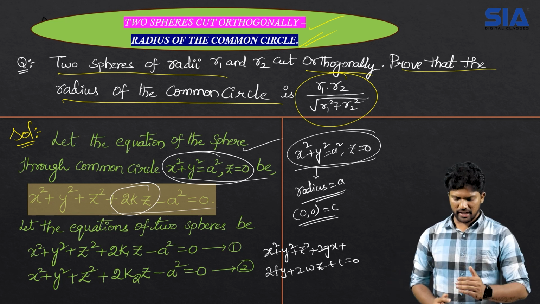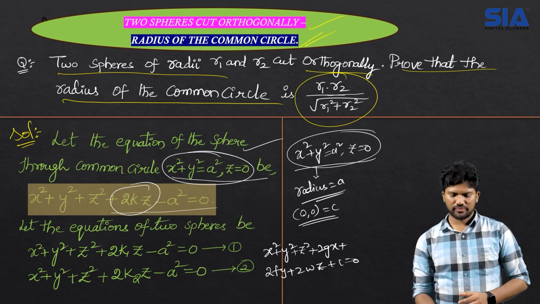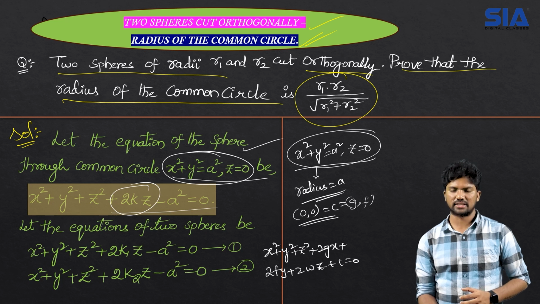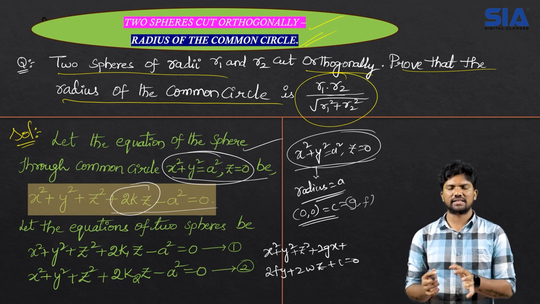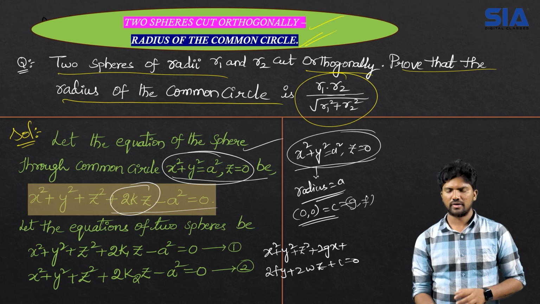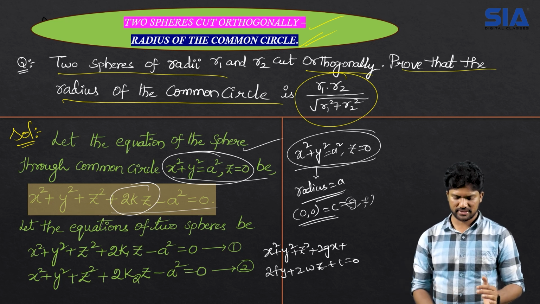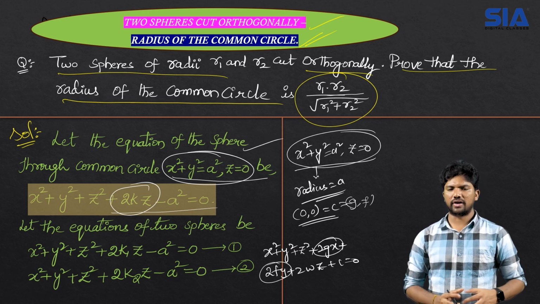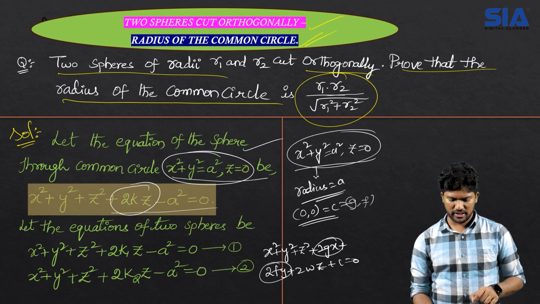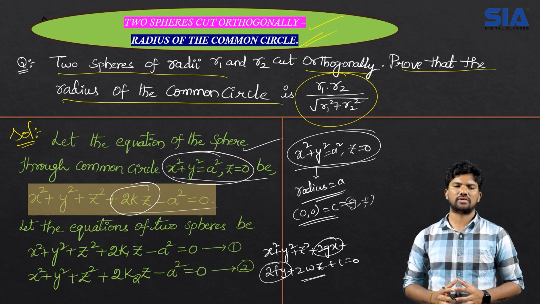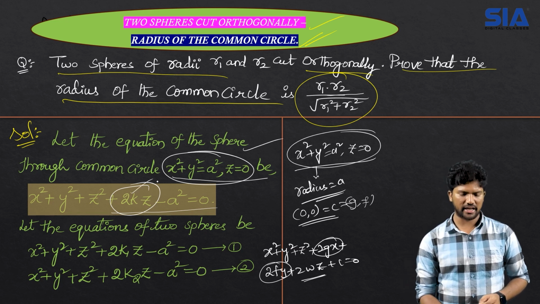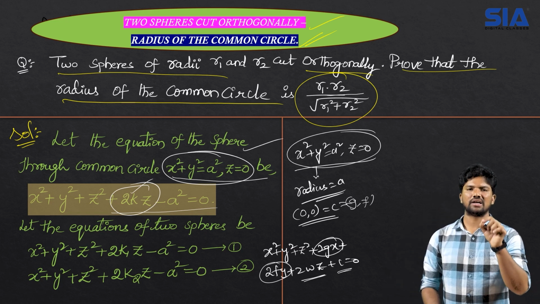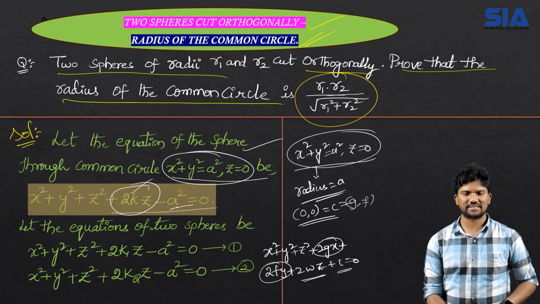Now here the g comma f values are equal to 0, since the center of the common circle is at 0 comma 0. The center value is minus g comma minus f. So if minus g, minus f is equal to 0 comma 0, substitute 0 in the x term and y term of the given sphere equation, then you will get this format. In place of w we are taking the constant as k, 2kz, and the c value, the constant, is minus a square.